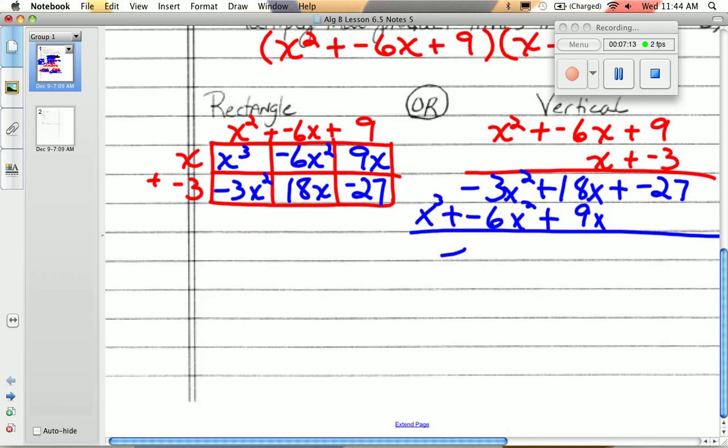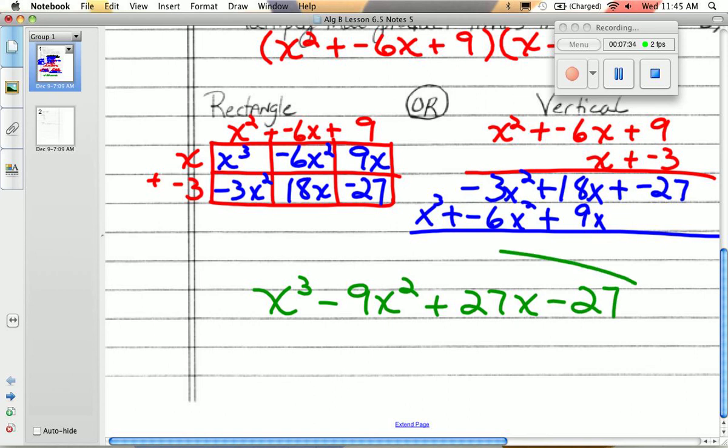Okay, what is our final product? Negative x cubed? No, positive x cubed. Plus or minus 9x squared. We're going to get it cleaned up right away. I lied. Plus 27x, minus 27. Good job.